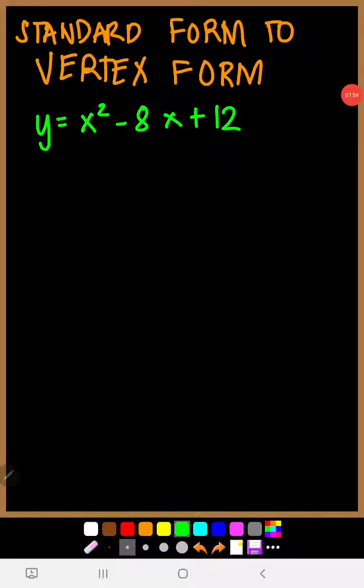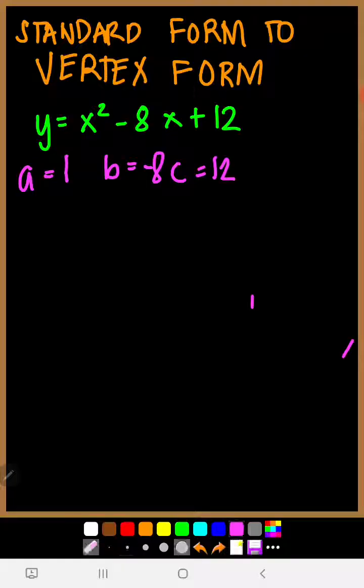Okay, so given the quadratic function in standard form, y is equals to x squared minus 8x plus 12. So, gagawin natin, kukunin muna natin yung values ng a, b, and c. So, our a is 1, ang b natin is negative 8, ang c natin is positive 12. After that, we solve for h. Ang h natin, ang formula ulit is negative b over 2a.